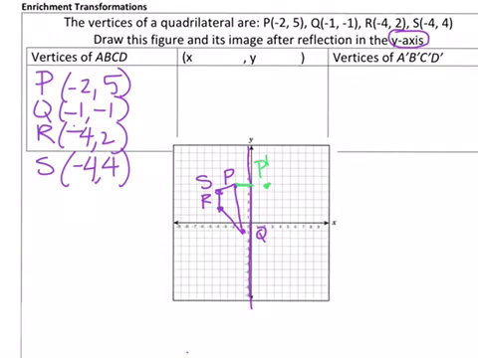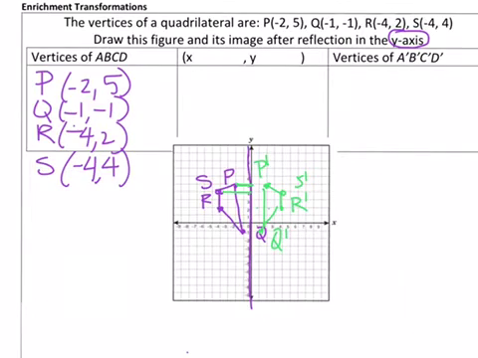Same with S. S is 4 away from the y-axis, so I keep it 4 away this way. It becomes S prime. Go ahead and do it with the other 2 points and connect the dots and try to be a little neater than I am. I get kind of sloppy. Then you plot the points.